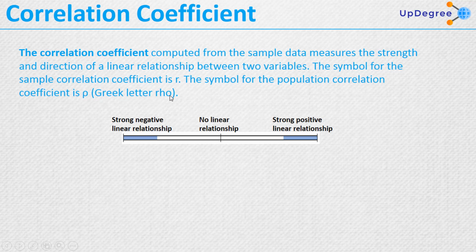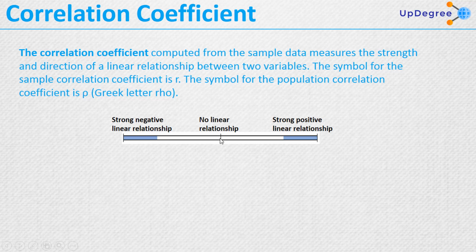So for the population, the correlation coefficient will be denoted by rho, and for the sample, that means the subset of the population, sometimes the population size is too big, not reachable to each and every member there. So in that case, we can take the subset of the population for the observation, also known as sample. So whenever we are calculating correlation coefficient on sample, it will be denoted by small r.